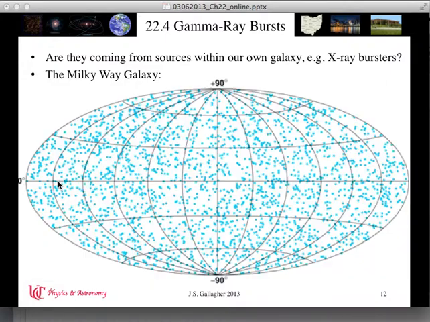This is what we actually see. We actually see a pretty uniform distribution across the entire sky. We don't see any heightened concentrations in the disk of our galaxy. This is pretty strong evidence that gamma ray bursts are from sources outside of our galaxy.